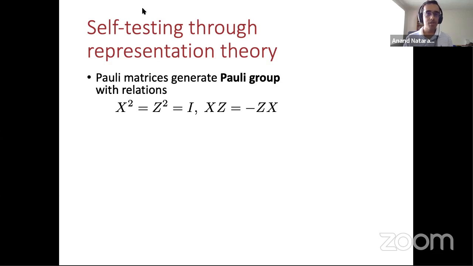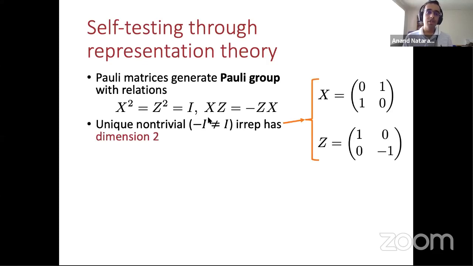As you probably know, the Pauli matrices generate a group called the Pauli group with the following relations. The X and Z operators are the Pauli X and Z matrices, and they're the generators of this group. And they have the relations that each of them squares to identity, and moreover that X times Z is equal to minus Z times X. So X and Z anti-commute. This is an algebraic structure that you have here.